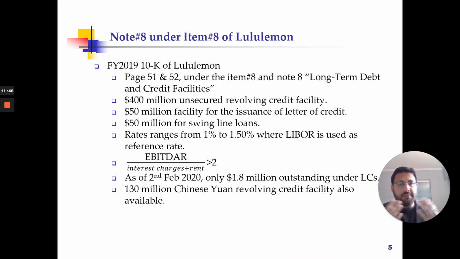Now, I'm analyzing Lululemon, which is the distributor, marketer, and designer of athletic clothes.